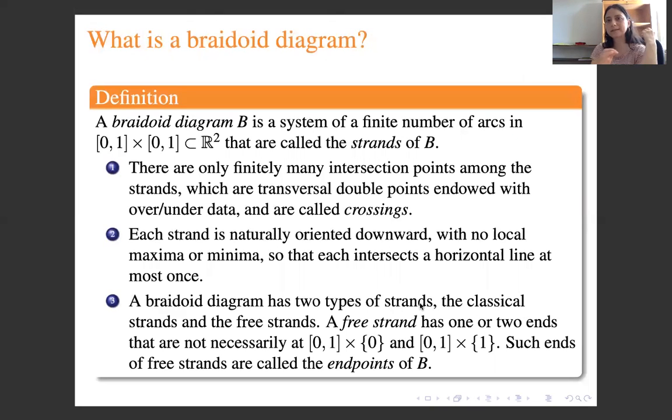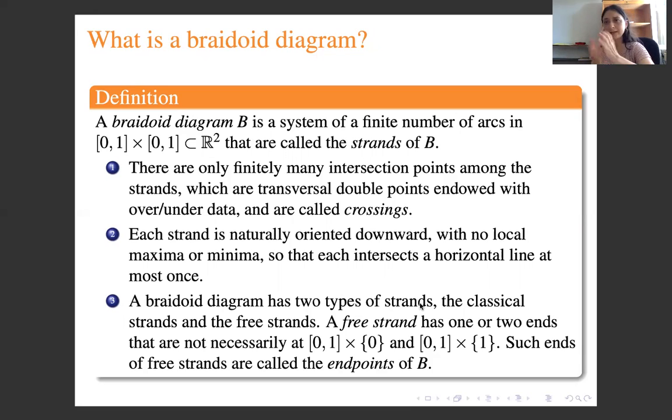A braidoid diagram is a system of finite number of arcs in a rectangular disk in the plane, and we call these arcs the strands of the braidoid diagram B. And we want the strands to have a finite number of intersection points among each other, and we want the intersections to be transversal double points, each endowed with under and over data, and we call them crossings of the diagram B. And each strand is naturally oriented downward, have descending direction according to top to bottom direction of the plane, and they have no local maxima or minima, so that each intersects a horizontal line at most once.